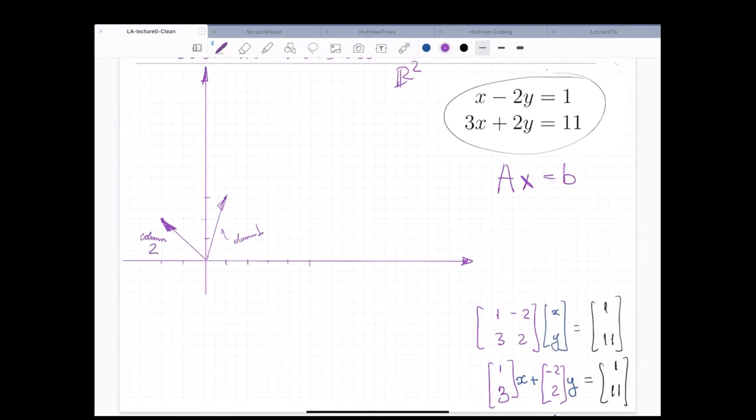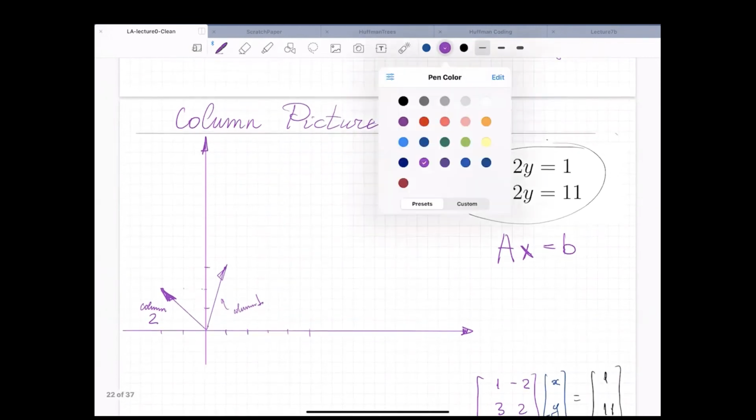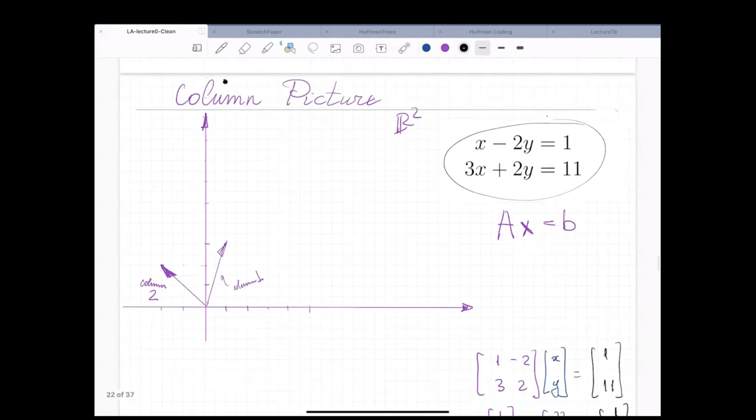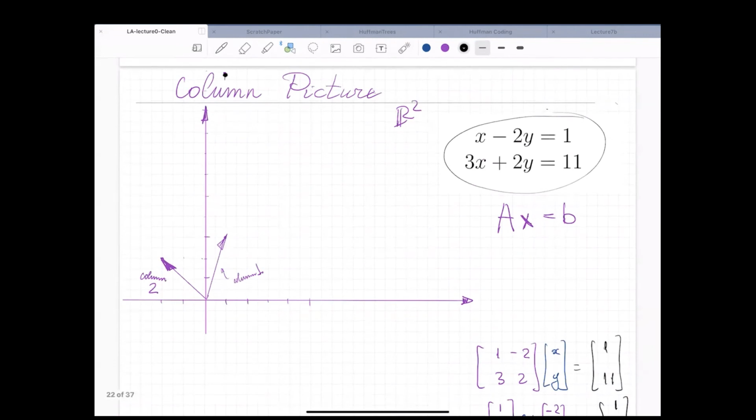What is my 1, 11 vector? Let's plot that one too before we go. 1, 2, 3, 4, 5, 6, 7, 8. That doesn't fit. Okay, 9, 10. Okay, it's 11. It's right here. Let's just draw it anyway. This was bad, but you get the idea. I just want to plot this 1, 11 vector. Okay, here's 1, 11.